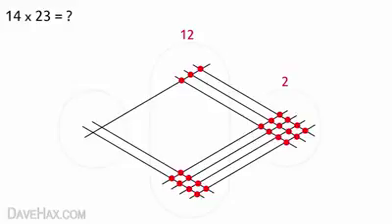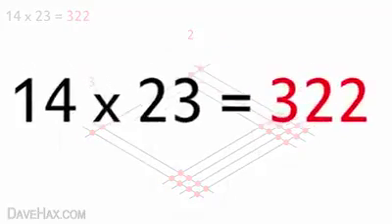So now we have to do exactly the same again. Leave the last digit where it is, carry the first digit over to the next zone, and add it to the number of dots in this zone. In this case, 2 dots, giving us a total of 3. And that gives us our answer. 3, 2, 2. 14 multiplied by 23 is 322.